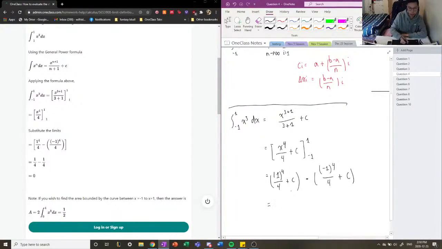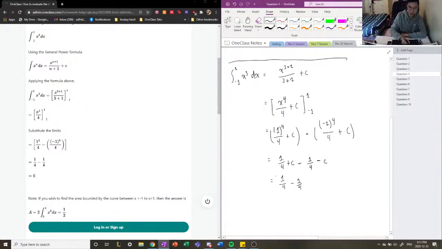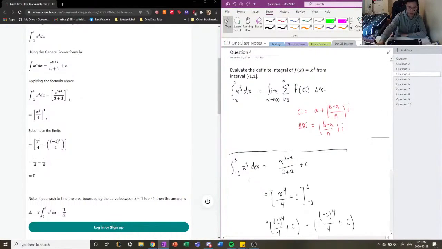All right, so if we were to calculate this, we would see here that we have 1 over 4 plus c, minus, so the -1 to the power of 4 is -1 times -1 times -1 times -1, so it's +1, so it's 1 over 4 plus c. So we see here that the c's cancel out. That's why you don't need to include a c with a definite integral, because your assumed constant will cancel out. And all we have left is 1 over 4 minus 1 over 4. Okay? And we have that equal to 0. All right? So that's the area under the curve between 1 and -1 of the function x cubed.